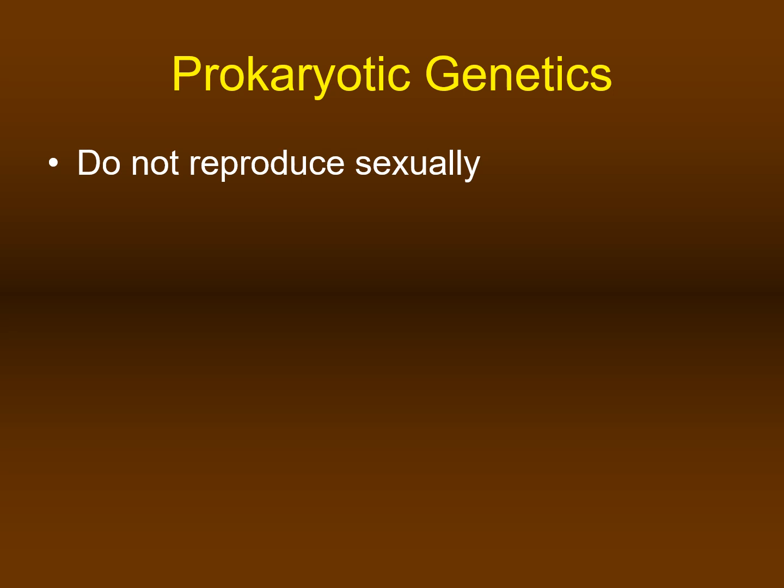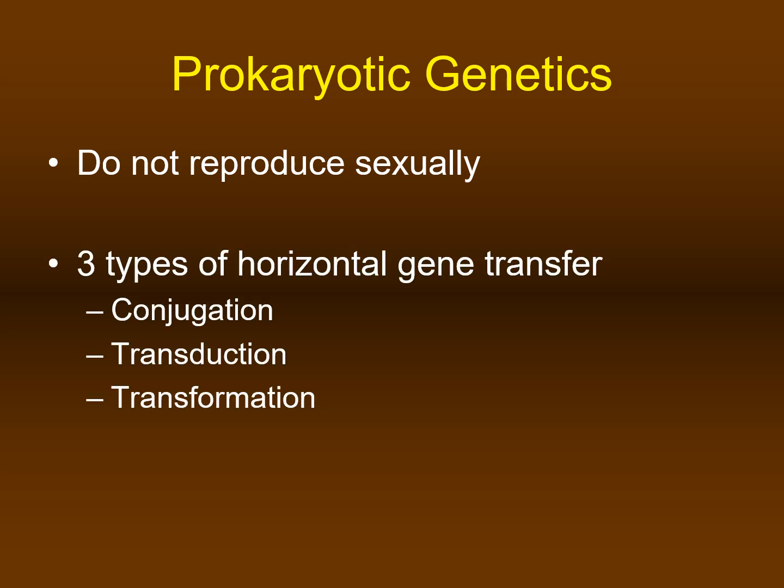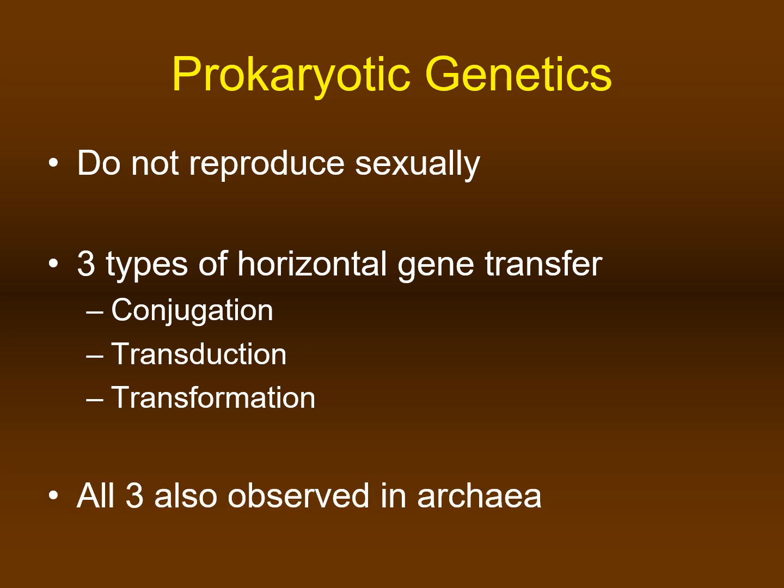So prokaryotes lack sexual reproduction. To ensure the genetic diversity, prokaryotes have three types of horizontal gene transfer: conjugation, transduction, and transformation. All these three processes are also observed in archaeal cells.